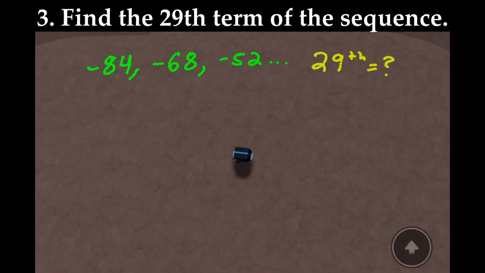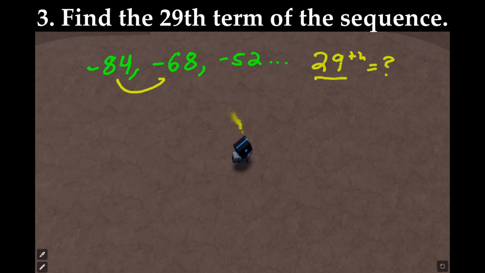In this problem, we have the sequence negative 84, negative 68, negative 52, and it continues on. And we need to find the 29th term of the sequence. So I'm going to show you the intuitive way that I like to do it first. So first thing you need to do is find the common difference. So from negative 84 to negative 68, and from negative 68 to negative 52, how much are we moving each time?